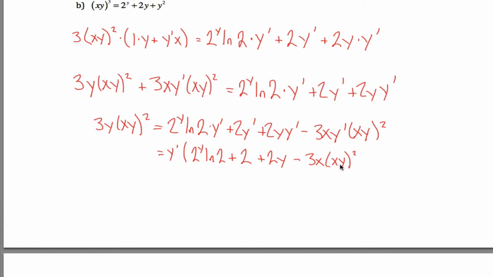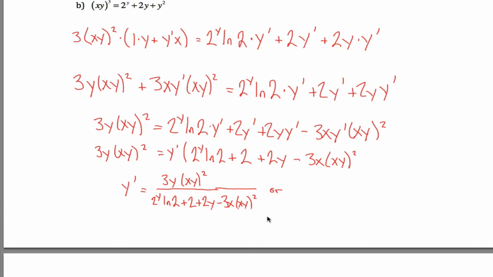Sure, you can make this x squared y squared and then call this x cubed times y squared, but you don't have to. Either way is fine by me. Now I just have one y prime as opposed to having four of them floating around like I did on the previous line. So I divide both sides of the equation by all this stuff and end up with y prime is equal to 3y times xy squared divided by 2 to the y natural log of 2 plus 2 plus 2y minus 3x xy squared.